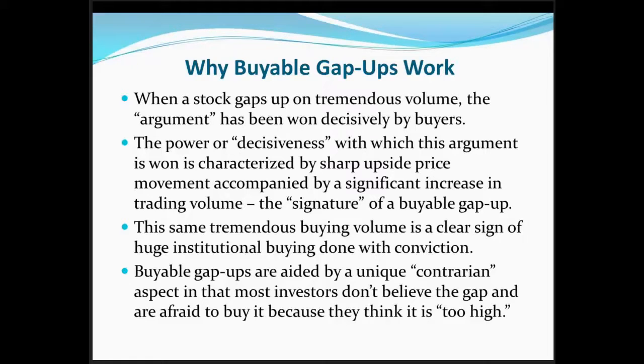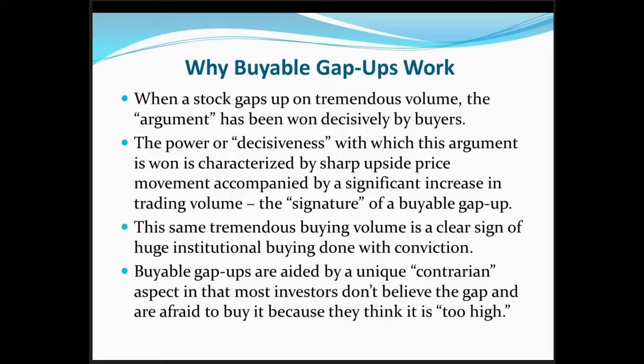Huge volume on a huge gap up tells you that the buyers are winning the argument and institutions are in there buying the stock with conviction. That massive volume is not a consortium of grandmothers buying 50 shares each. That's big institutions coming in there and piling into the stock with a great deal of conviction, and it's really what drives the ensuing price move.